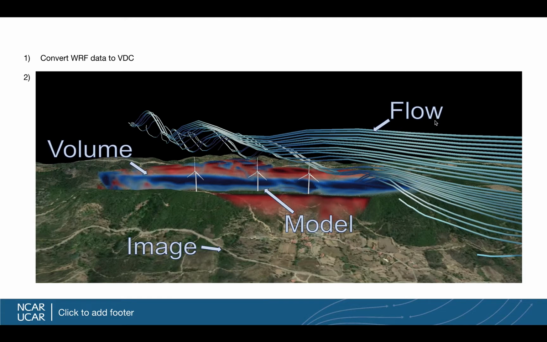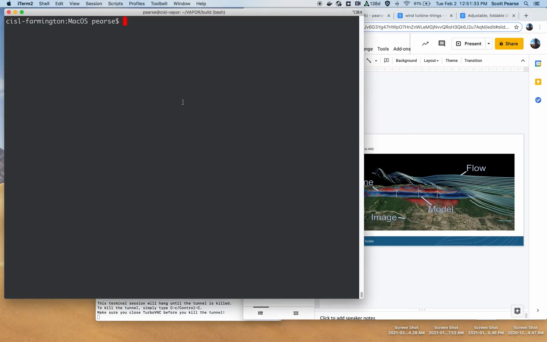After that, I'm going to go into the flow renderer, which shows these streamlines that are just lines that follow the wind vector at a single time step. And then finally, I'll wrap it up with a simple volume rendering that we see back here behind the wind turbines. So with all that being said, let's jump into the first step, which is creating a VDC, a Vapor Data Collection.